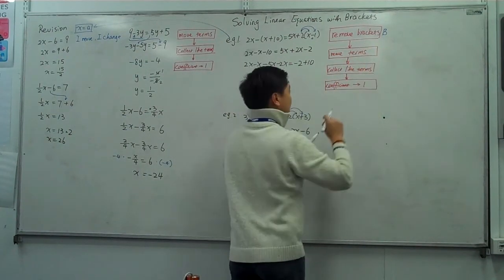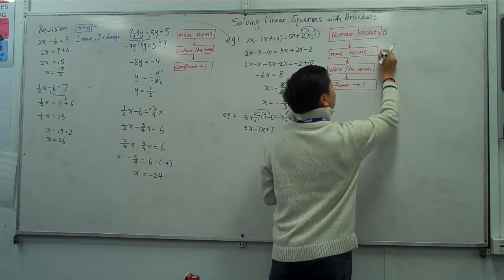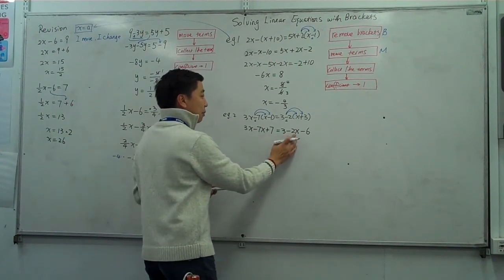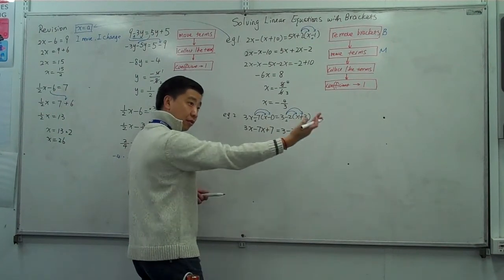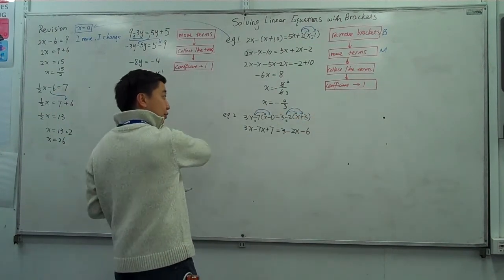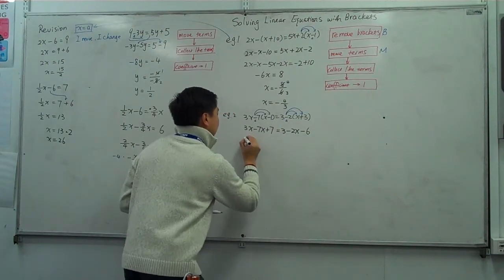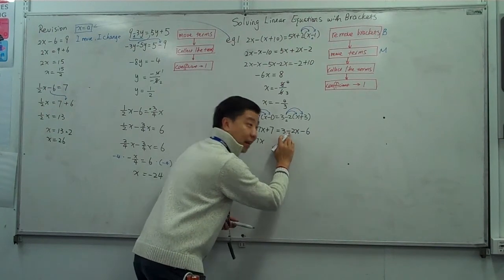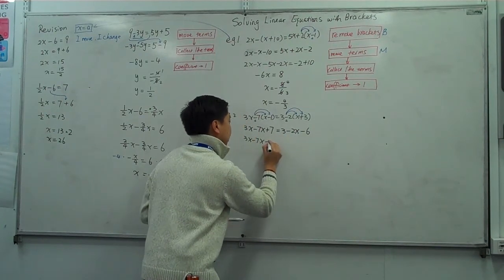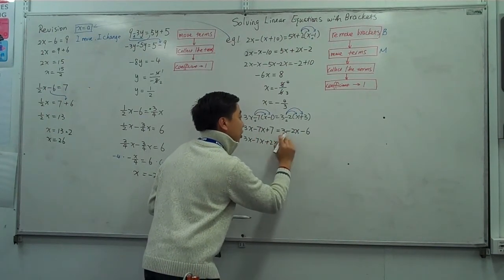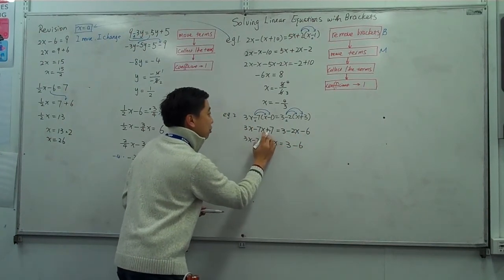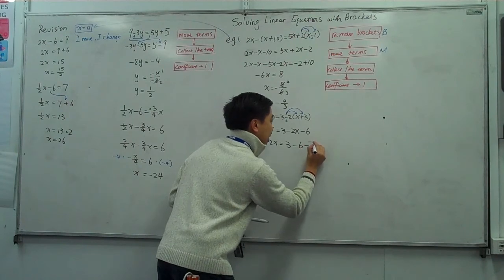Now we do move terms. Okay, move terms. So I move this term to the left. Remember my gesture. Move, move. Okay, so 3x take away 7x and plus 2x equals 3 take away 6, and then I move 7 to the right. It's take away 7.